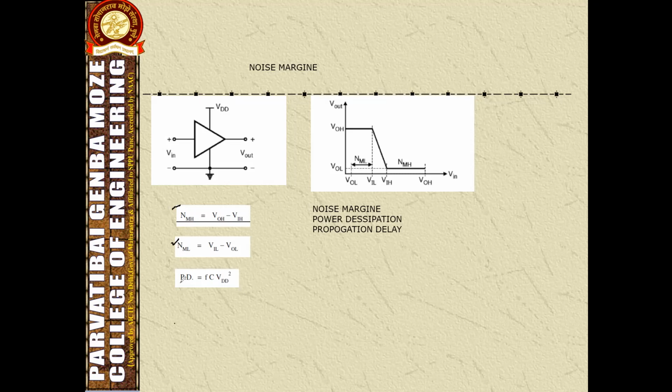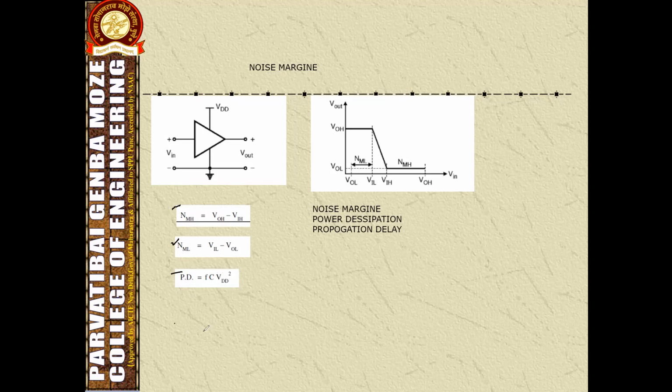Also, therefore, the power dissipation of the inverter is given as PD. This is the power dissipation of the inverter: PD equals F C VDD whole square, where F is the switching frequency and C is the capacitance between the output node and ground. VDD is the power supply voltage.